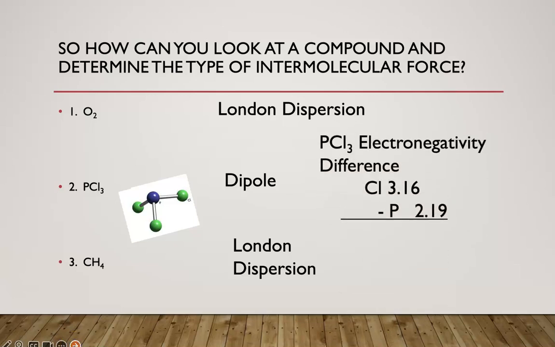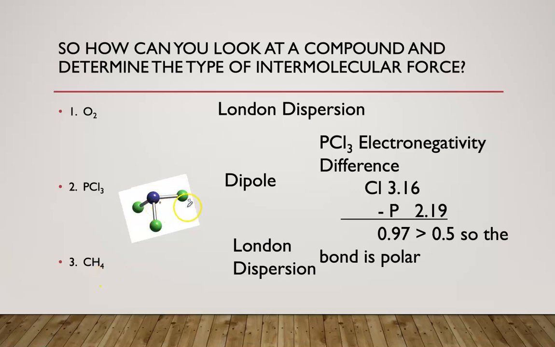And if we're looking at something like PCl3, the way we can determine that is by looking at the electronegativity difference. We're coming up with an electronegativity difference of 0.97, so it's greater than 0.5. So it is going to be a polar bond and a polar molecule. The shape allows it to have that polarity as well.